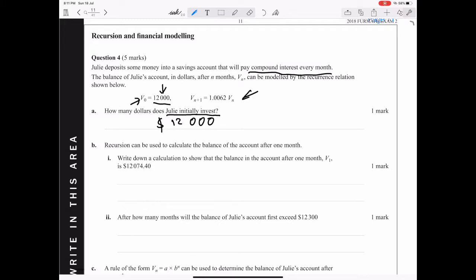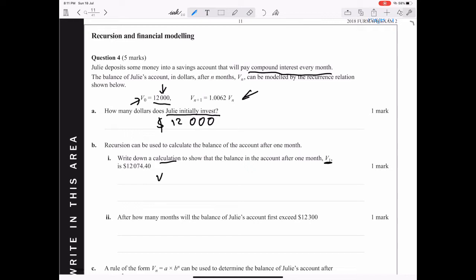For B(i), recurrence can be used to calculate the balance of the account after 1 month. Write down a calculation to show that the balance in the account after 1 month, V1, is $12,074.40. So to do this, we need to find basically V1. That's the value of V1 over here. We just need to show the calculation.